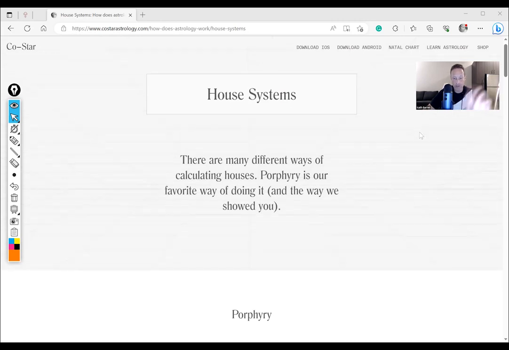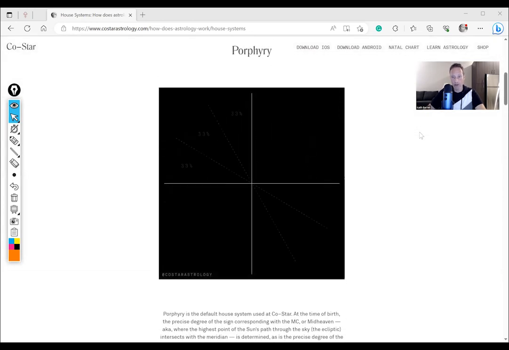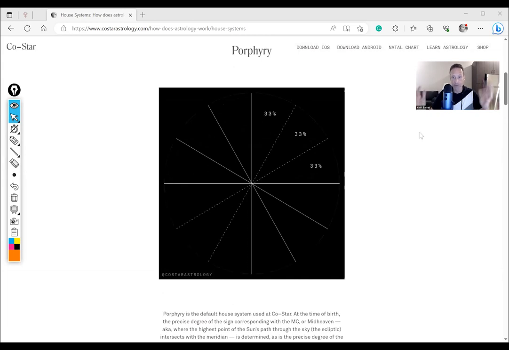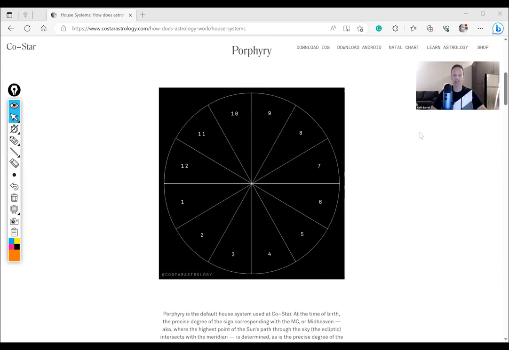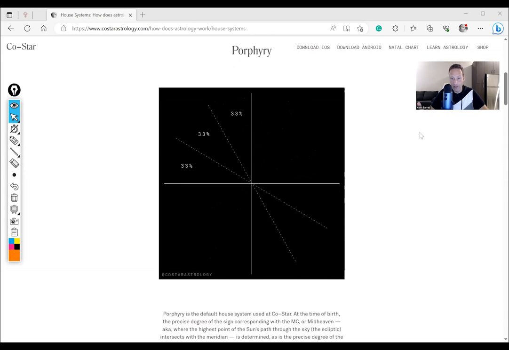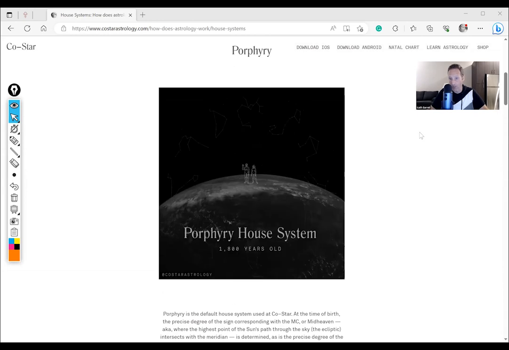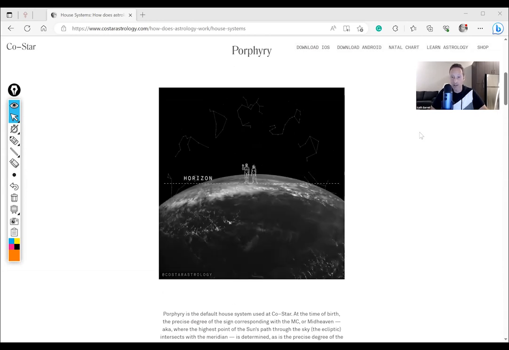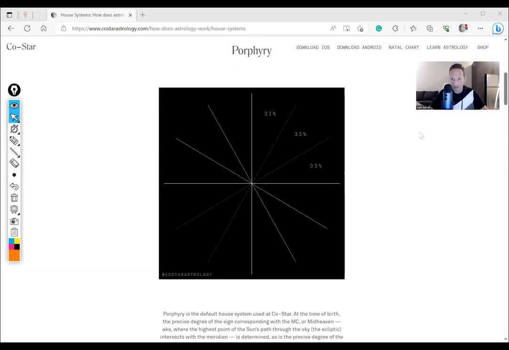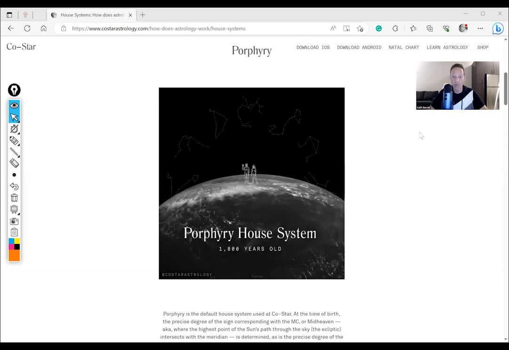Their default house system is Porphyry. So what is the Porphyry house system in a nutshell? Porphyry divides the 12 houses in astrology according to space, and it prioritizes the angles of the chart. If you watched my video on the anatomy of a chart, I went over the four main angles: the ascendant, the MC, the top of the chart, the descendant where the sun sets, and the IC, or the bottom of the chart. Those are the four main points.